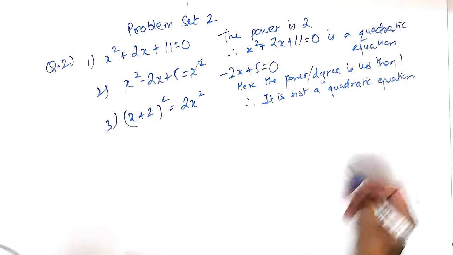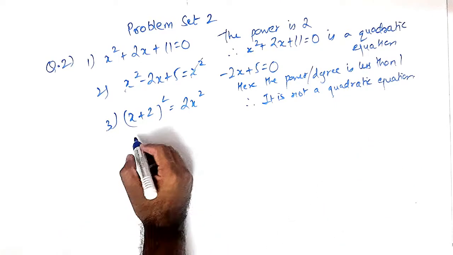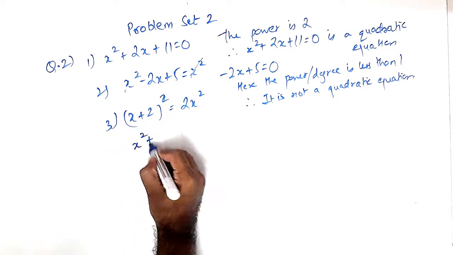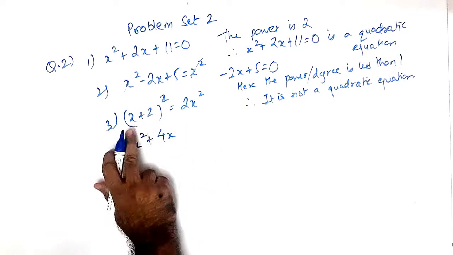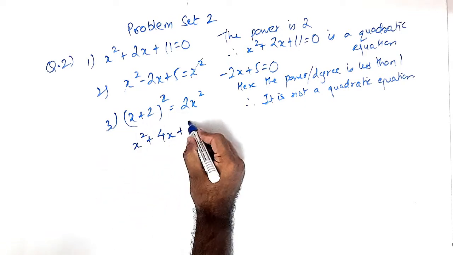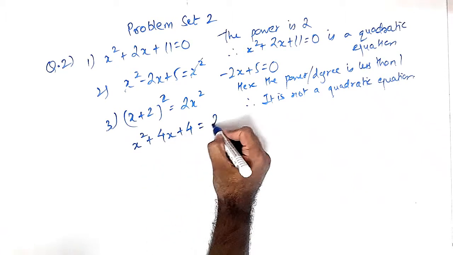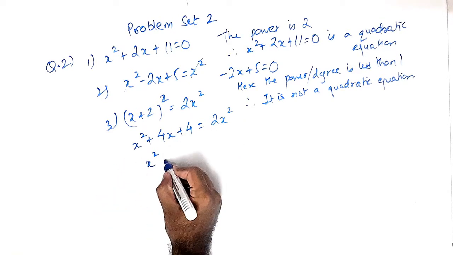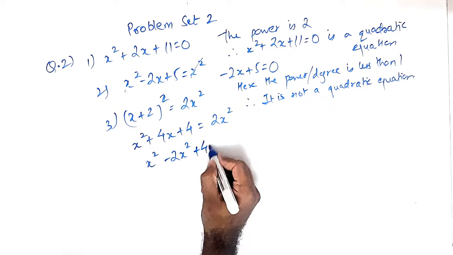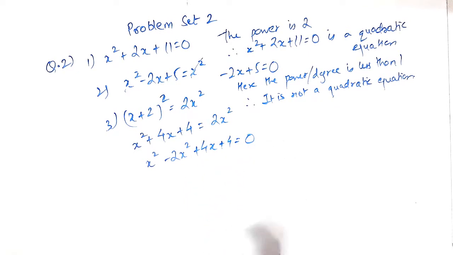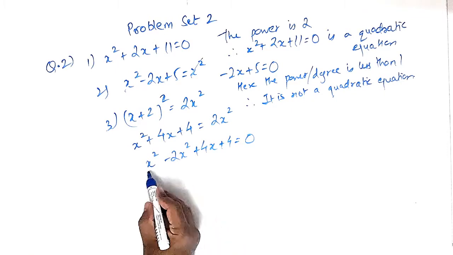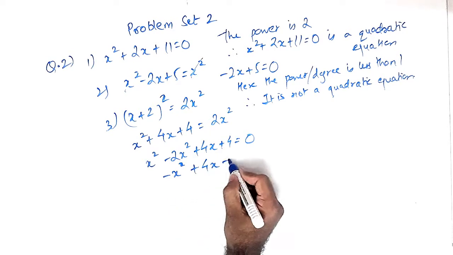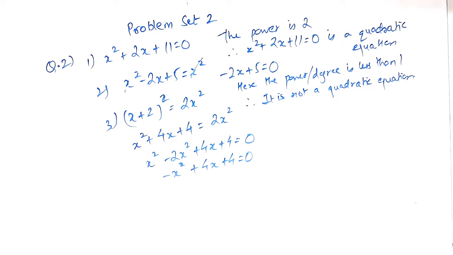Okay, then this I will expand. This is a plus b the whole square, so a square plus 2ab, 2 2s are 4 into x, 4x plus b square is 4, 2 square is 4. This RHS remains the same. Okay, I'll take this here, so it will become x square minus 2x square. Rest all is same. There is nothing in RHS now, so I'll put 0. What is 1 minus 2? It is minus 1, so minus x square plus 4x plus 4 equals 0.